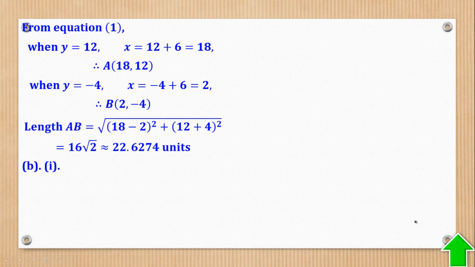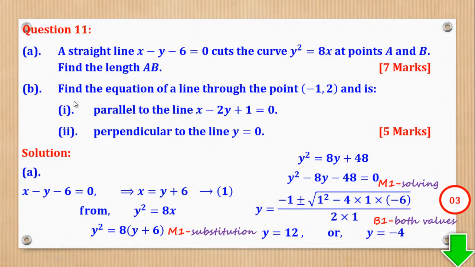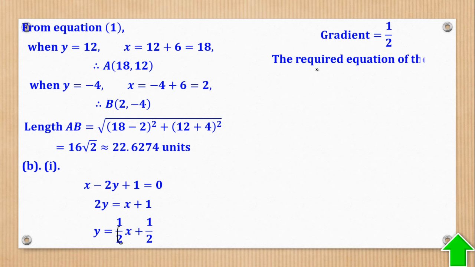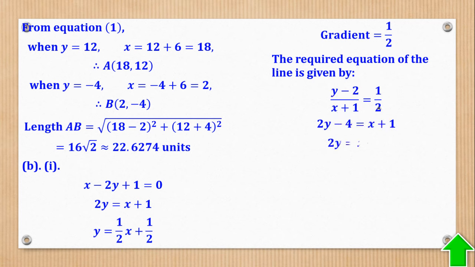For part B, it says, find the equation of a line through the point -1, 2 and is parallel to the line this. So parallel lines have the same gradient. So I'm going to first get the gradient for this. So the gradient is a half. And therefore the required equation will be got by equating gradients, change in y over change in x equal to gradient. Cross multiply and rearrange to get the equation they wanted.